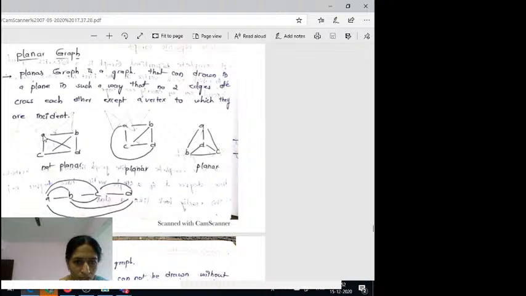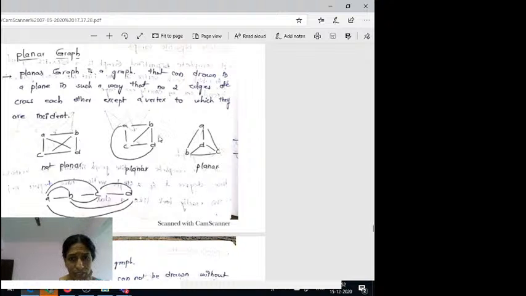Suppose you observe here, A to B: on this edge there is no crossover from any other edge. B to D, there is no edge crossing it, and here also there is no edge crossing. Suppose you take the edge from A to D. There is one edge crossover: C to D has one edge, as well as A to D has one edge. So there is a crossover, and now we call this a non-planar graph.